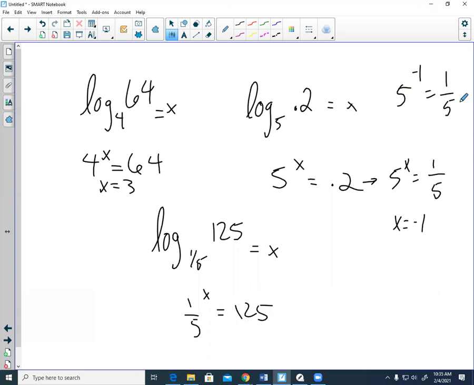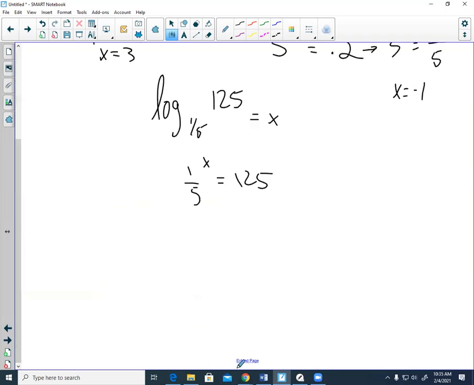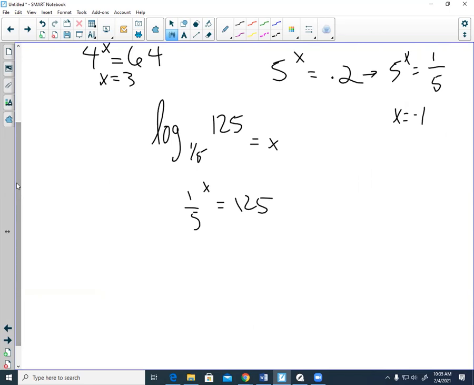Spoiler alert, the same exact thing happens in the third one. I have a fraction and I want it to turn into a whole number, so I have to use a negative exponent as well. Basically, I'm asking, how many times does 5 have to be raised to a power in order for it to be 125? 5 to the third power equals 125, right? But if I just say x equals 3, that gives me 1 over 5 to the third, which is 1 over 125, and that's no good. I want it to be the whole number 125. So I'm going to raise it to the negative third, so x equals -3.